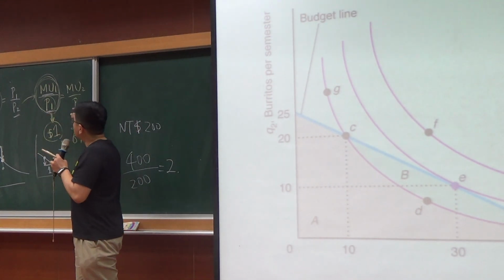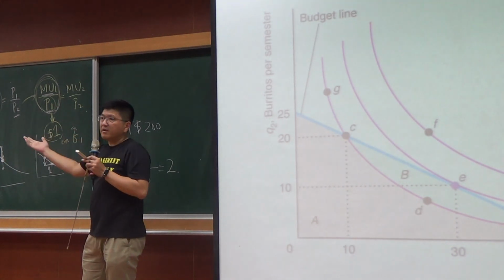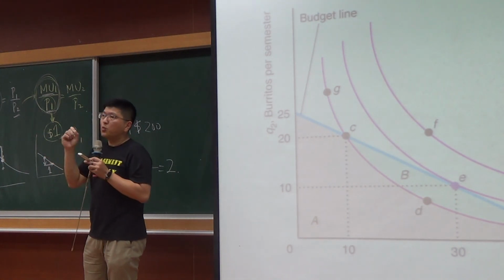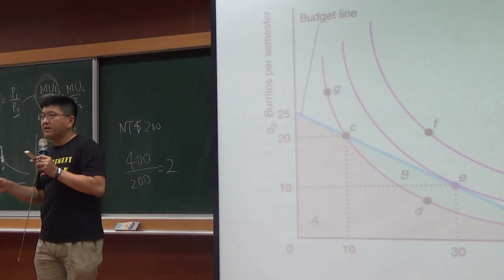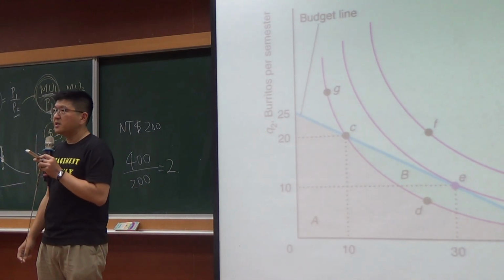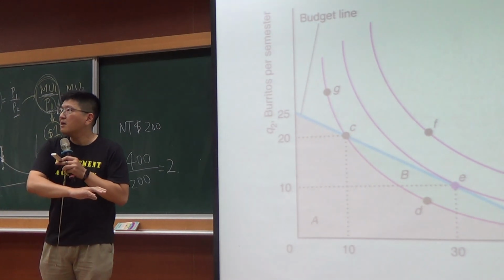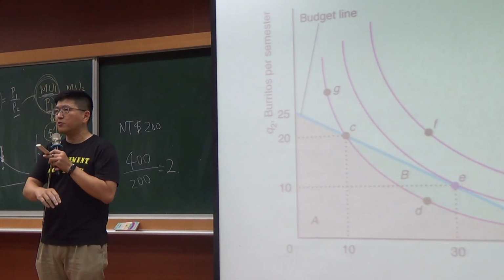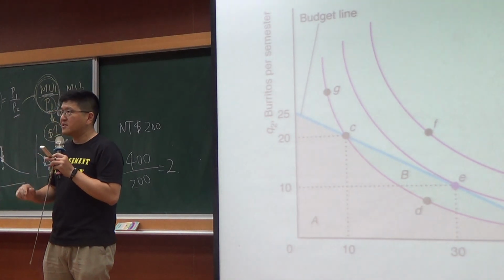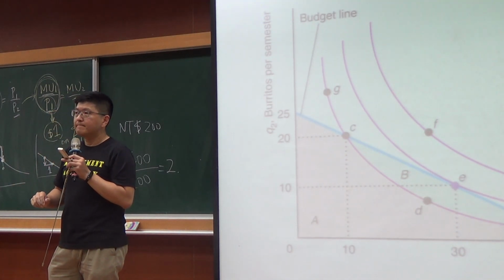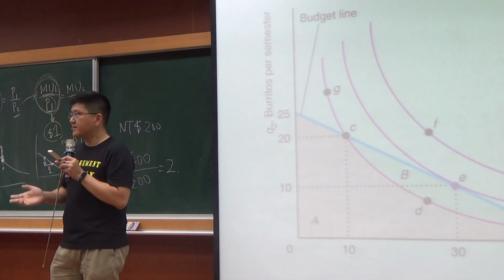So on pizza or on burritos or on anything, ice cream or something, the last $1 we spent on that kind of good should be equalized. The last $1 on all kinds of good should be equalized. Is that clear?